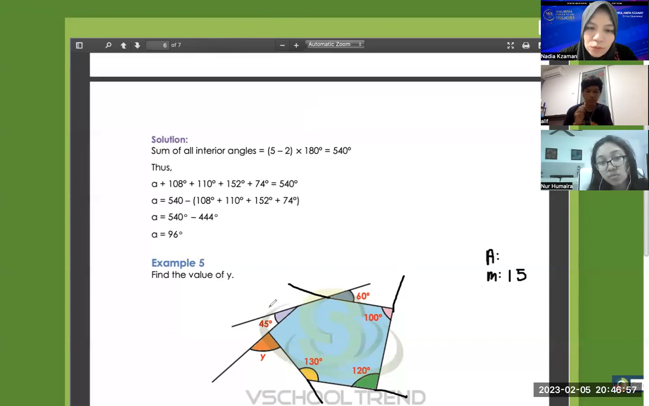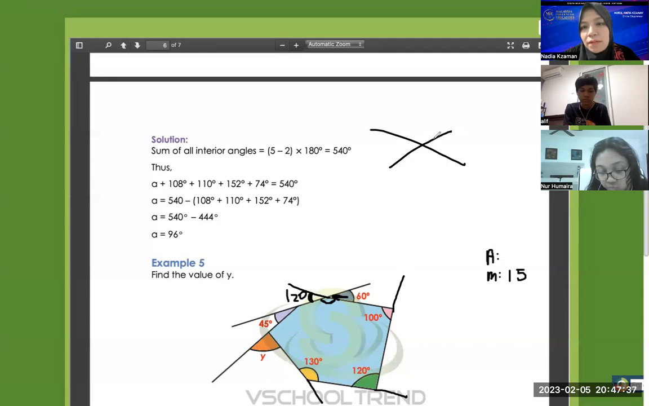Since y is here, so we are looking at the other point of view. So here, what will be the value of this angle? 120. 120. Are you sure 120? Oh, this is the 135. Actually the value will be 60 because it points each other.